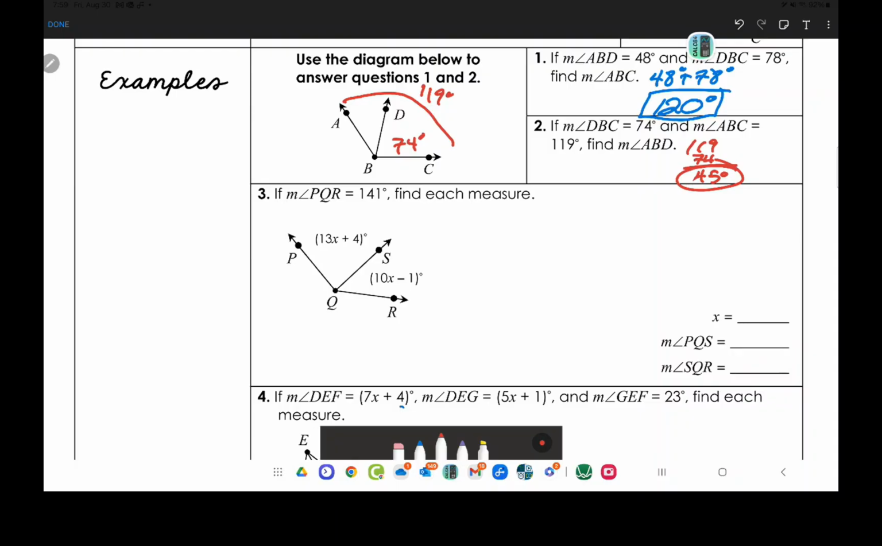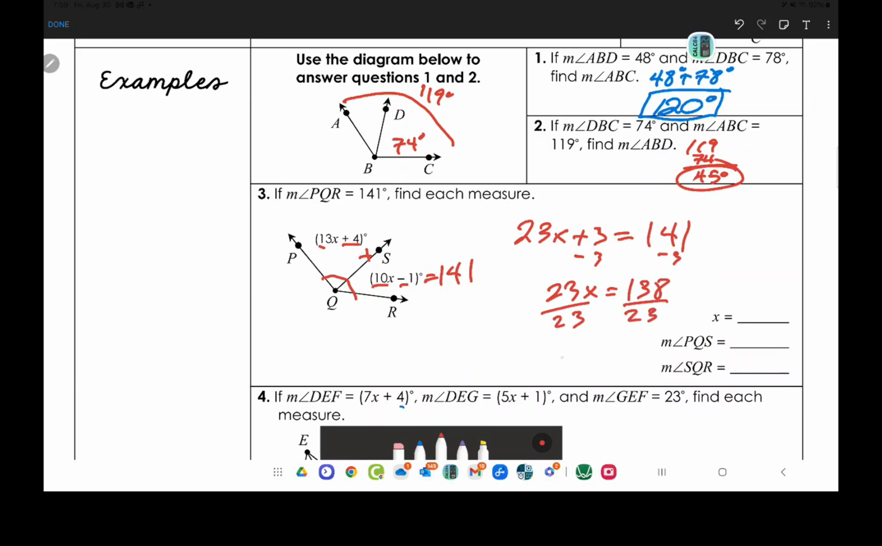Since we know the measure of PQR is 141, that means the sum of these two should add up to 141. So combining your angles, 13x and 10x gives you 23x. Positive 4 and negative 1 make a positive 3, and that should equal 141. Subtract 3. 23x is equal to 138. Dividing by 23, x is 6.